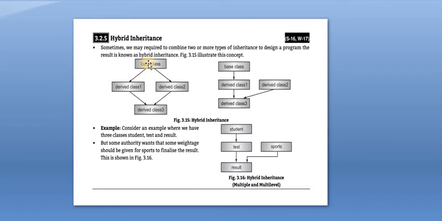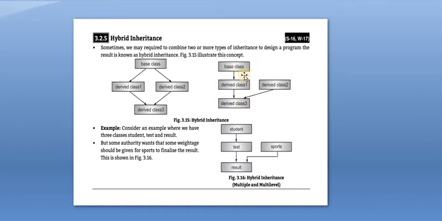Again see here this is a base class, this is the intermediate class and this is the derived class. So this is what? Multi-level inheritance. This is also base class, intermediate class, derived class, it is also what? Multi-level inheritance. So this diagram is a combination of hierarchical, multiple and multi-level inheritance. So it is known as a hybrid inheritance.